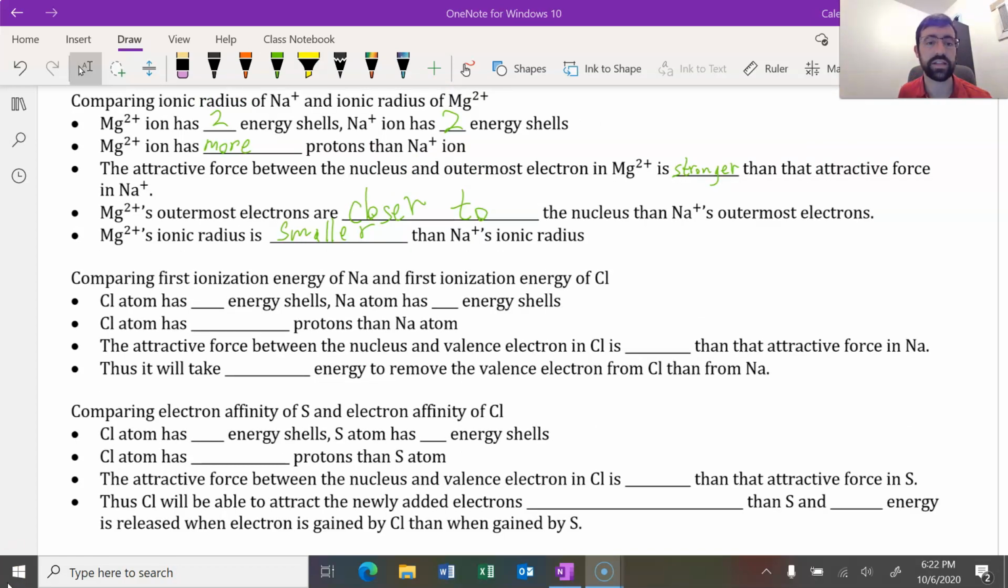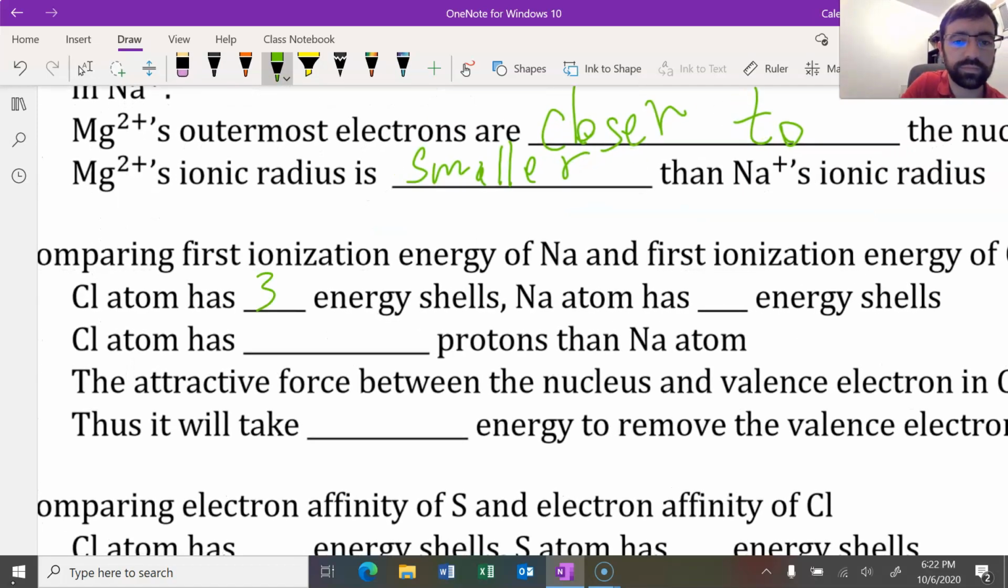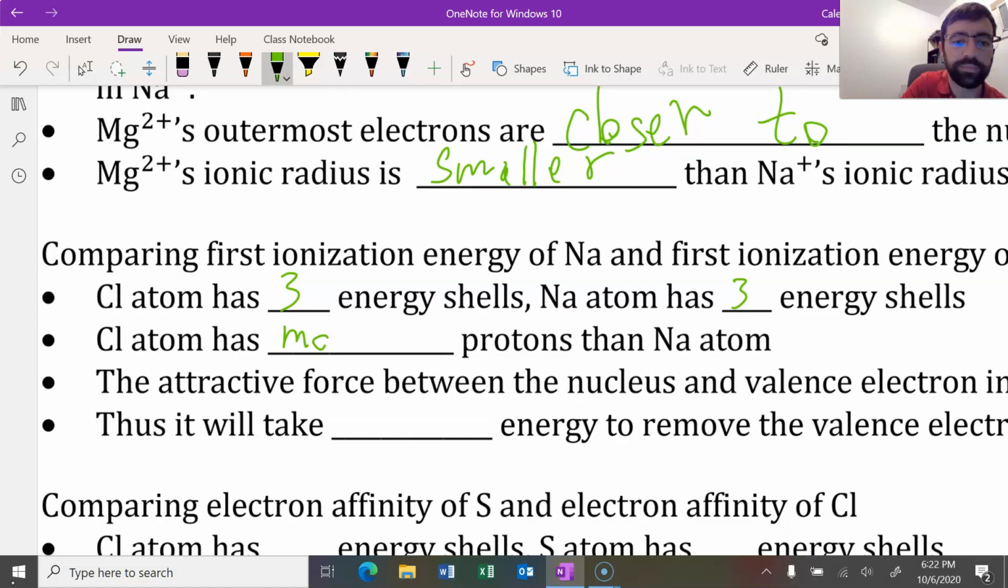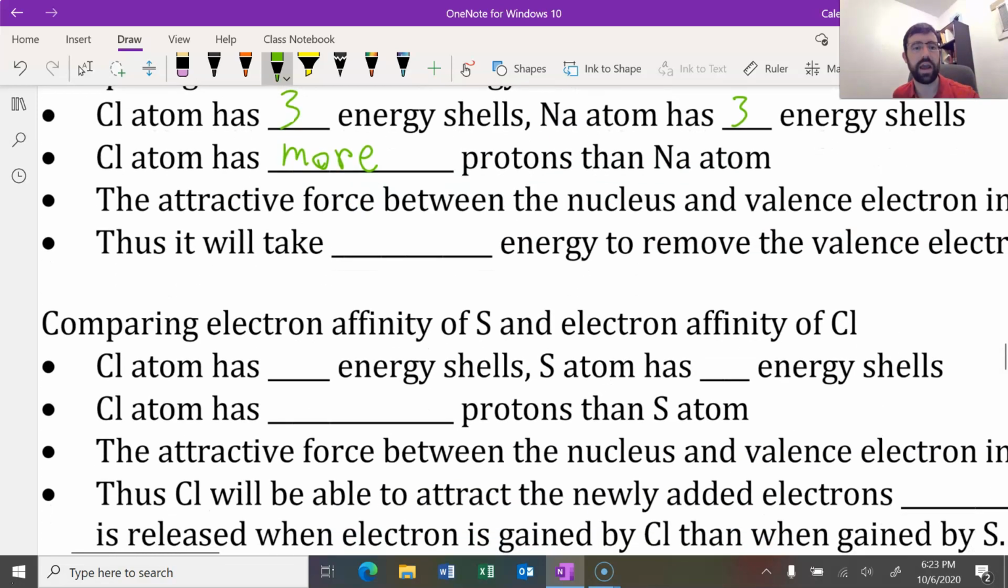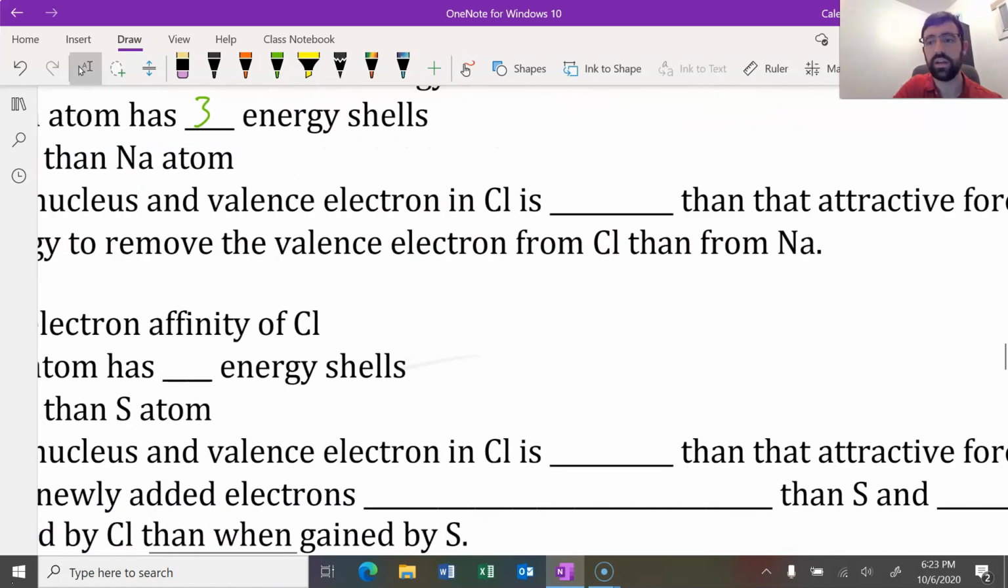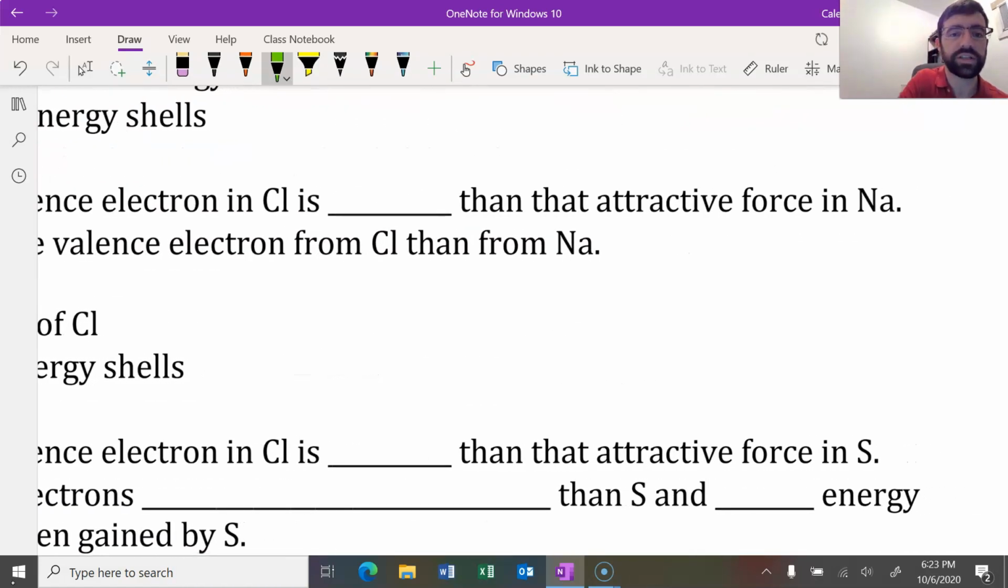Now let's compare first ionization energies of sodium versus chlorine. Again, they're both in the 3rd energy level, so we have 3 energy shells. And sodium also has 3 energy shells. The chlorine atom has more protons than the sodium atom because they're in the same row, but the number of protons continues to increase. The attractive force between the nucleus and the valence electron in chlorine is stronger than the attractive force in sodium. Why is that?